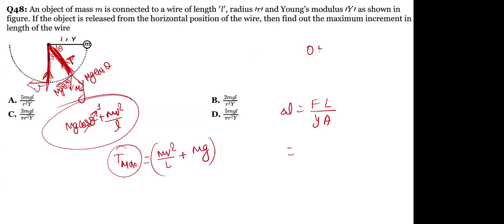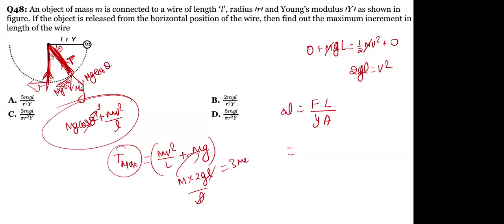So initial velocity is 0, but initial potential energy is mgL. Final kinetic energy is 1 by 2 mv square, but potential energy will be 0. m and m will cancel out, so v square will be 2gL. You put this v square here, it will be m into 2gL divided by L, and L will cancel out. So it will become 3 mg.